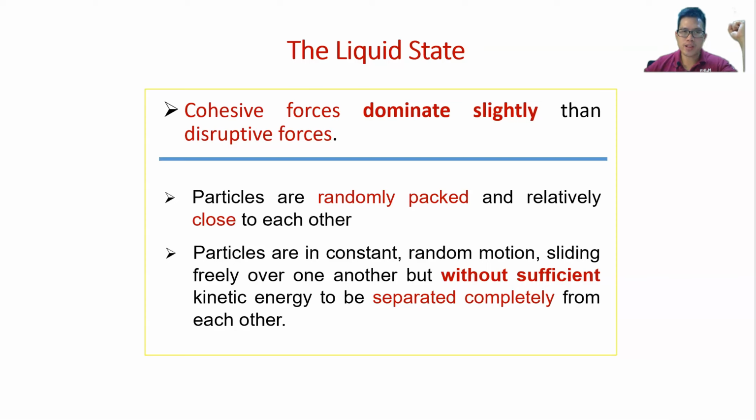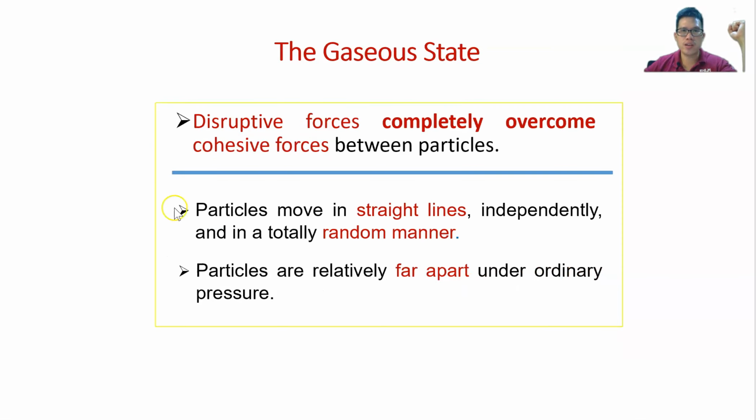They separate completely when they have a lot of energy. That is when the disruptive force dominates compared to cohesive. That is when they separate and the particles move in a straight line until they bounce, and then bounce away from each other. So the gaseous state is that.